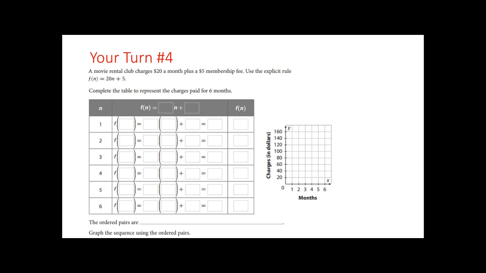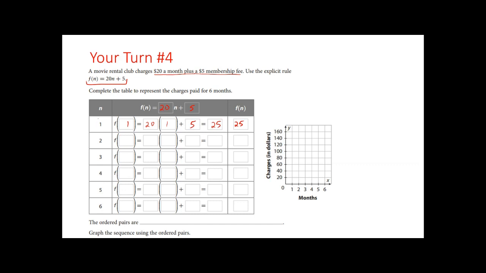Your turn number 4. So a movie rental club charges $20 a month, plus a $5 membership fee. They go ahead and give us the explicit rule like thus, and now they want us to complete the table. So again, we're going to have to figure this out. What was our formula? What was our explicit rule? 20 times n plus 5. Okay, we get that. F of 1 is really just what? 20 times 1 plus 5, which is, well, 20 times 1 is 20. 20 plus 5 is 25. So f of n will be 25.